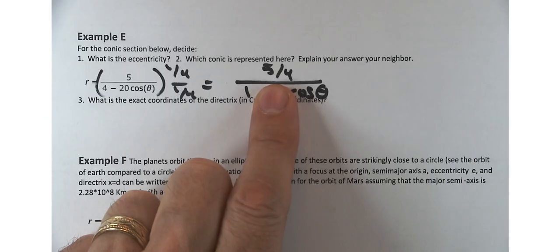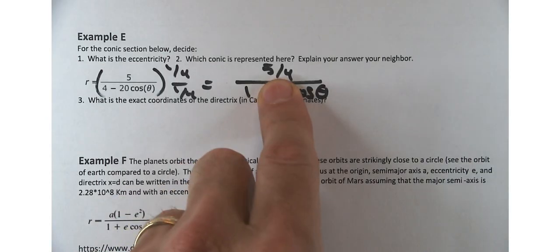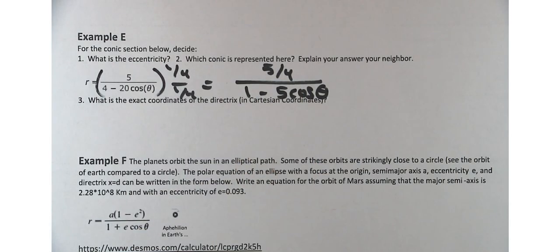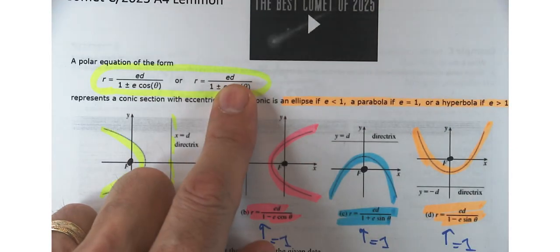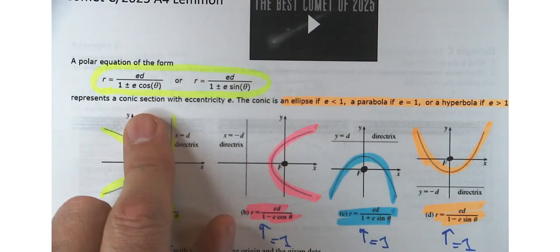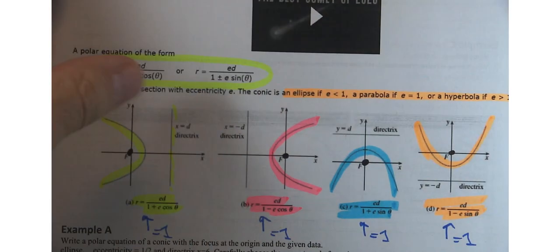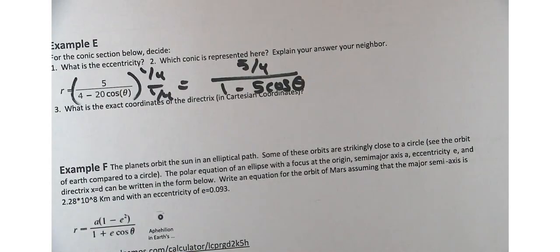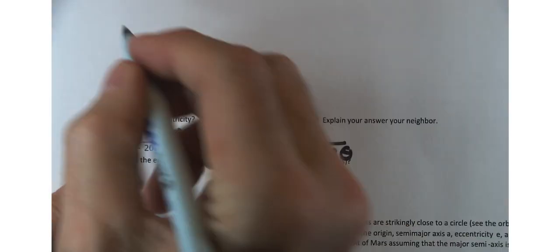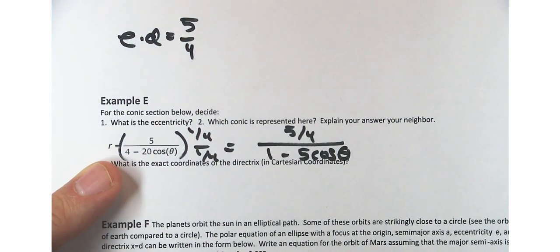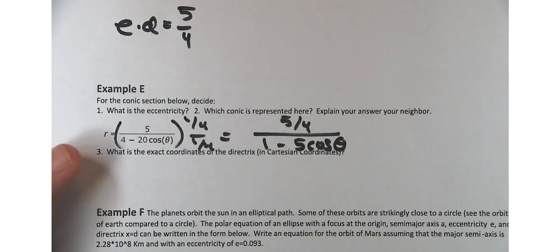We need to actually figure out what D is. Now, we haven't had to really do that before. And I want to take you back for a second to the very beginning of this. Remember what the form of the numerator is. The form of the numerator is E times D in both of these equations. So what I know in this one is E times D equals 5/4.